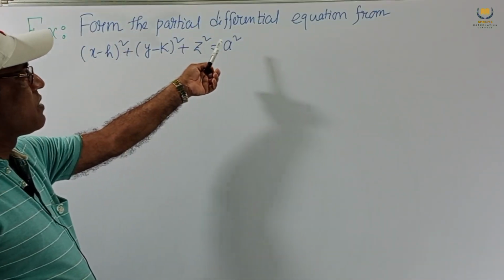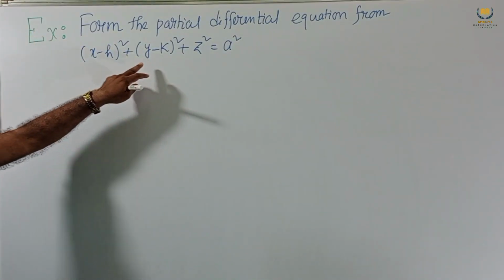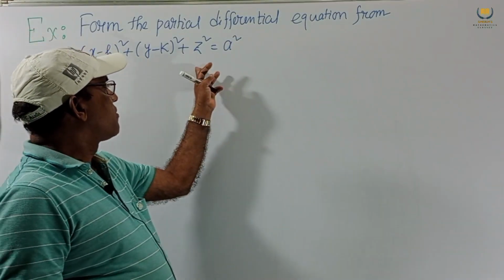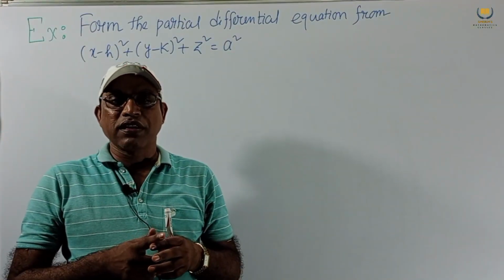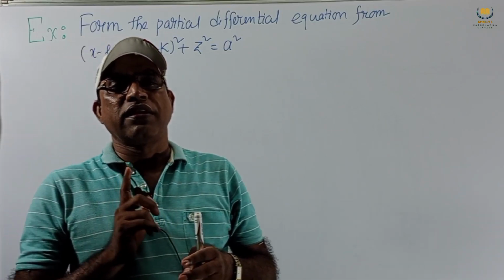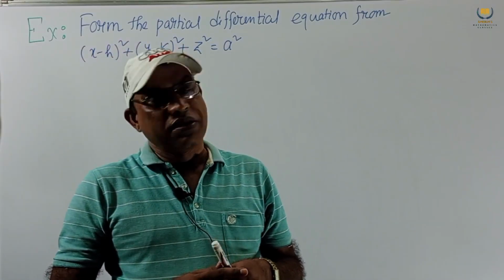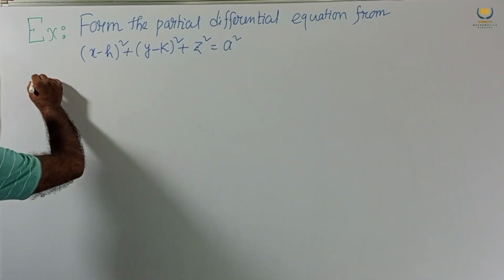Form the partial differential equation from (x minus h) whole square plus (y minus k) whole square plus z square equal to a square. So we have two methods. One is eliminating arbitrary constants and another is eliminating arbitrary functions. Now this is eliminating arbitrary constants. Now the solution starts.